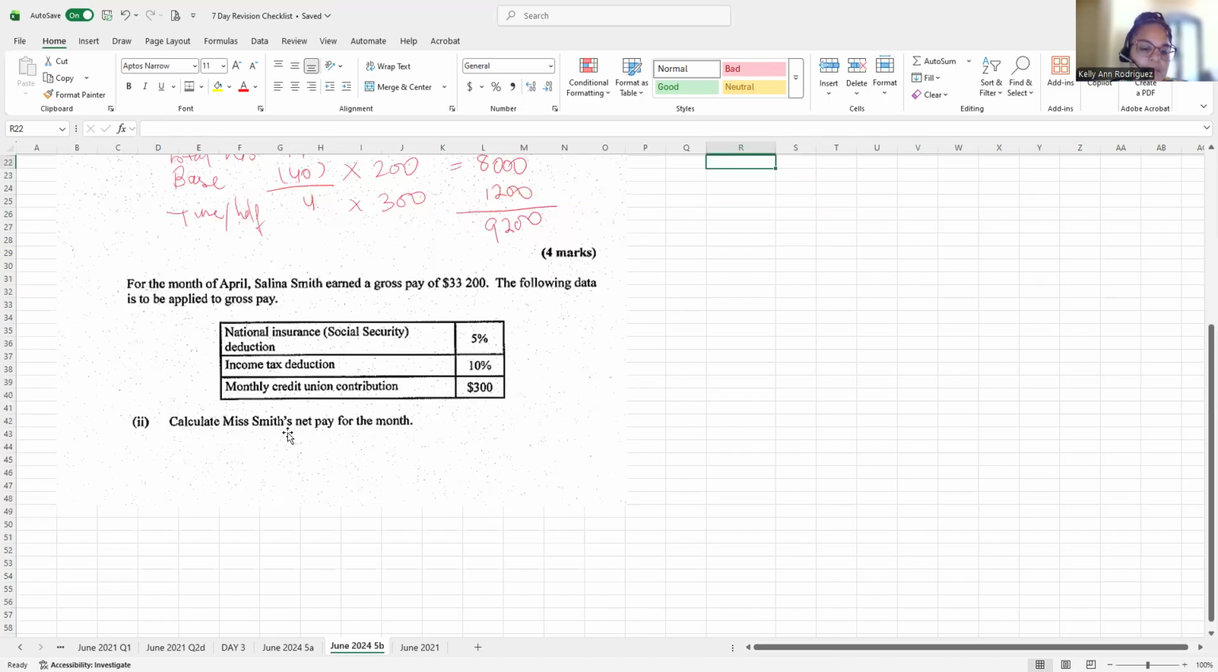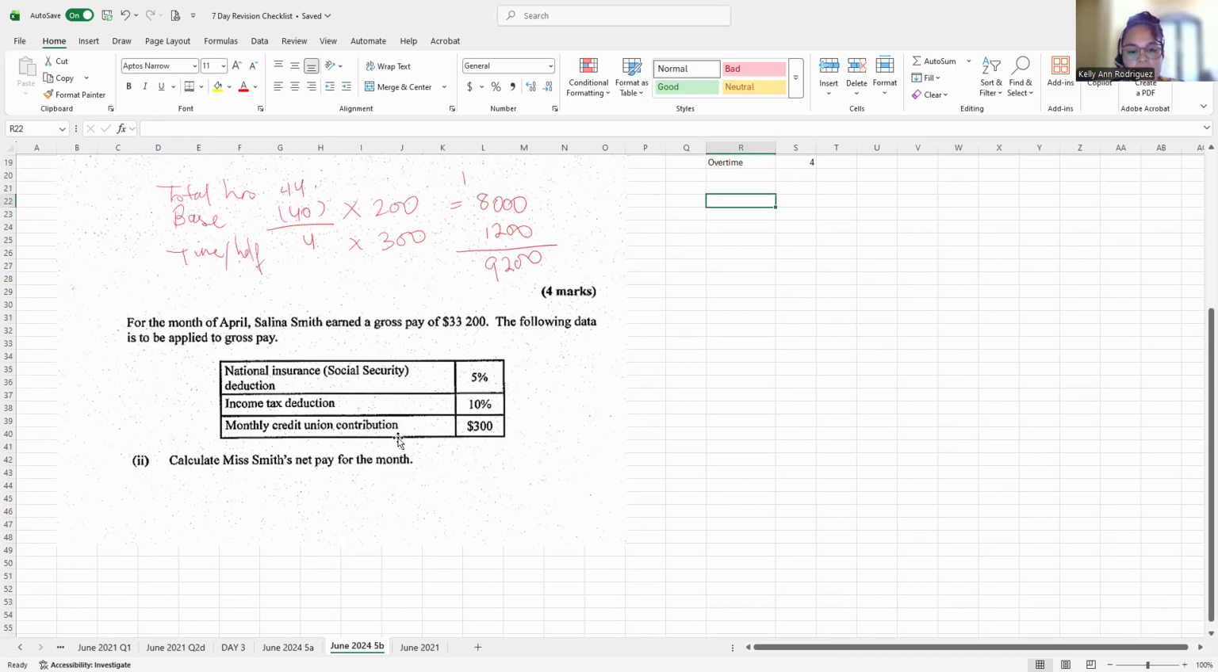Moving on, calculate Miss Smith's net pay for the month. Now, this is where you have to pay careful attention. One thing I want you all to know: if you calculated this wrong here, and you have to use it down here, then the examiner wouldn't take off marks again for the wrong answer you carried forward. Once you do the calculations correctly for the deductions, they would give you the full marks for this part of the question, because they already penalized you for the wrong solution on top. So your wrong solutions are not penalized more than once. You lose marks for it once, and moving on, they will give you the marks if you do the correct calculations.